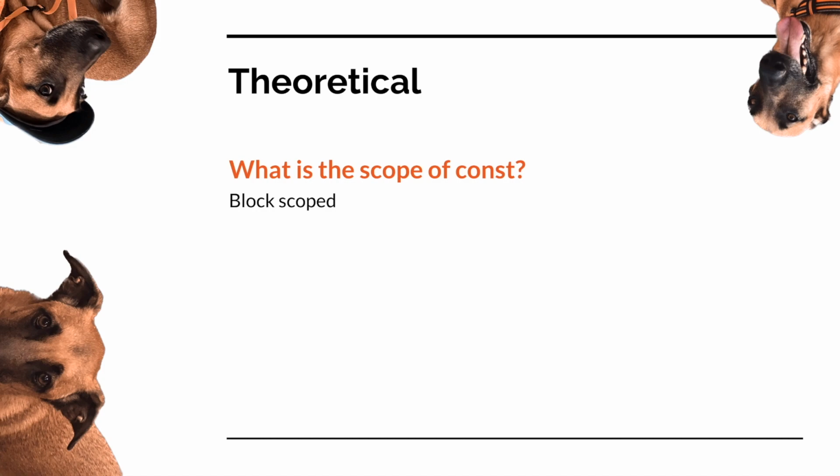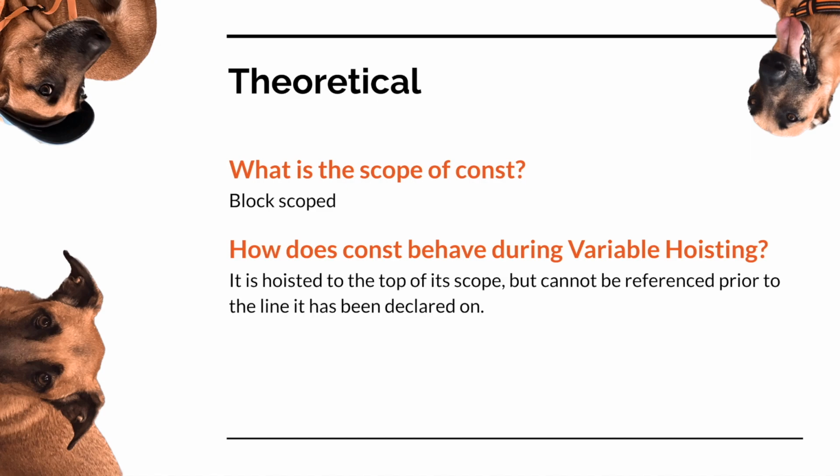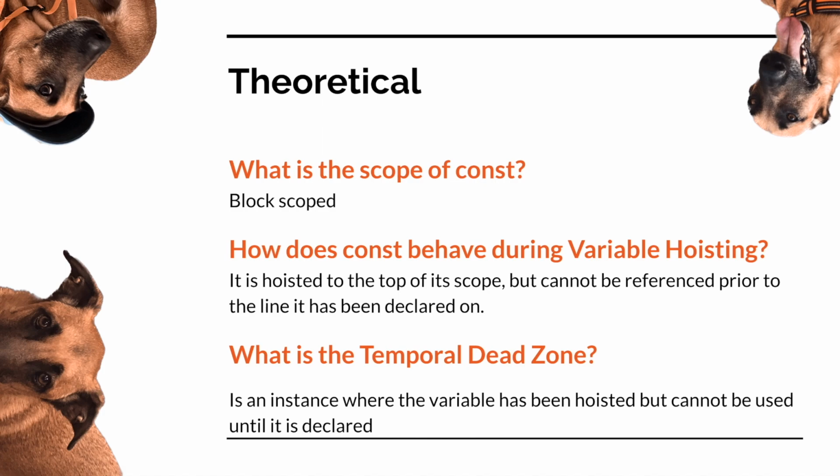And you might also be asked about how const behaves during variable hoisting. And you can say something like it's hoisted to the top of its block scope, but cannot be accessed until we reach the line the variable has been declared on. And you might also be asked about the temporal dead zone. And you can say the temporal dead zone is an instance where the variable has been hoisted and exists, but it cannot be accessed or used until it's been declared.